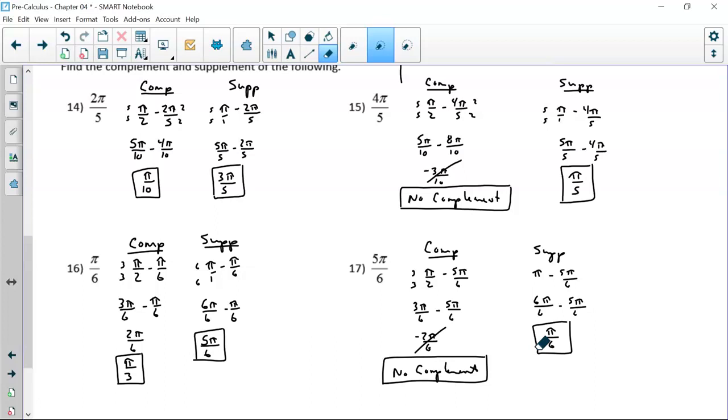I want you to work with coterminal angles that are both less than 2 pi or negative 2 pi. You don't want to go more than one time around the circle for your positive or more than one time around the circle for your negative. And when you add them up without the signs, you're going to end up with 2 pi in the end, one full circle.